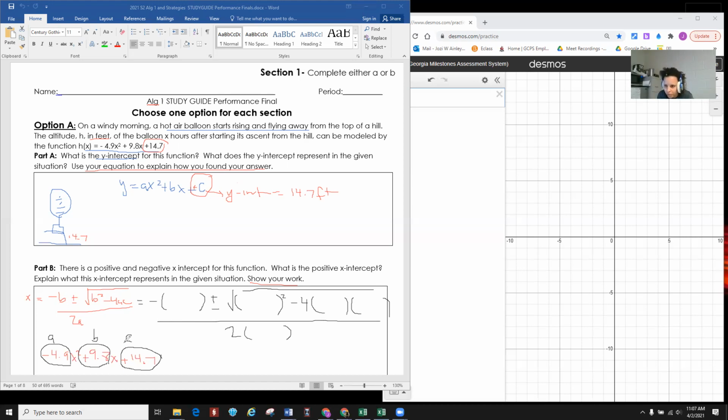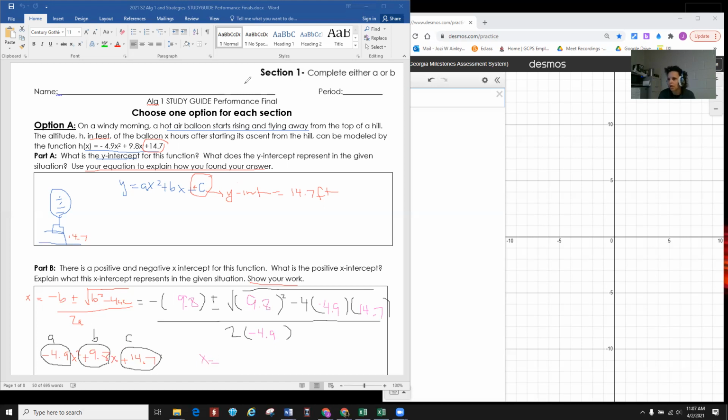So here is B, B is 9.8. Here it's B again, so B is 9.8. Here A is negative 4.9. Here it's C, C is 14.7. And here it is A, and A is negative 4.9. All right, so this is you showing your work. And then you're just going to write down the answer.